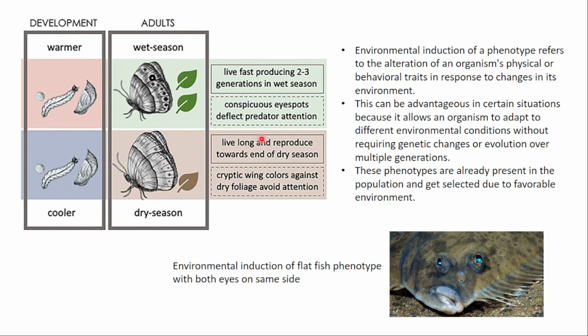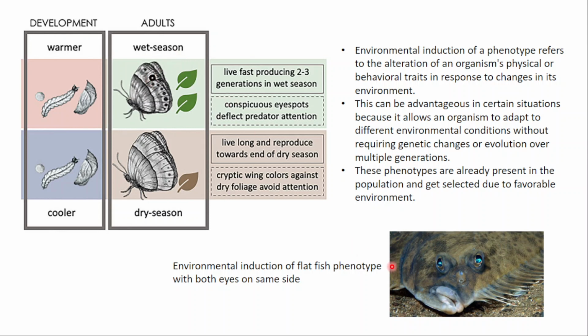So such butterflies live long and reproduce towards the end of the dry season, and they have cryptic wing colors against dry foliage to avoid attention. So you see there are two different variants already present in the population. So now what will happen if we take this population into a dry habitat? So eventually we will see the dry variant emerging, getting selected due to the favorable environment, because they are already present in the population, and the wet season variant is dying, and it's getting spotted by the predators.